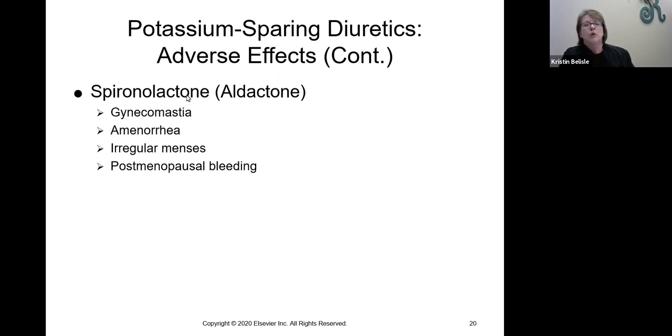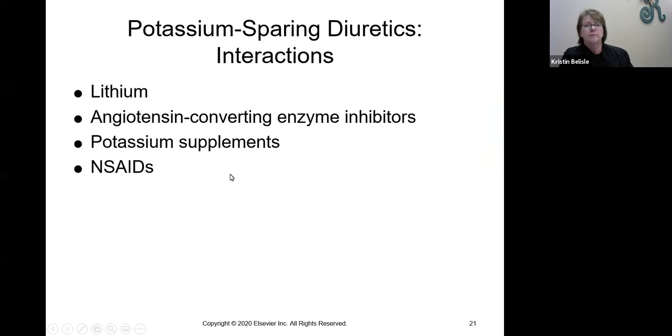So just so you know, it can cause irregular periods, things like that. It does affect things, so that's kind of interesting. It's something that is an adverse effect too for females.